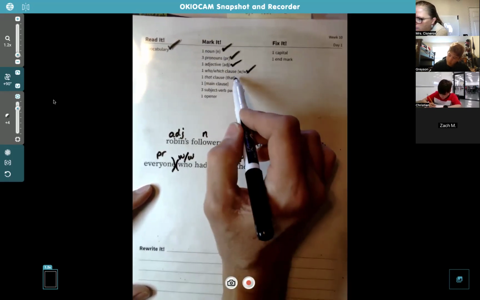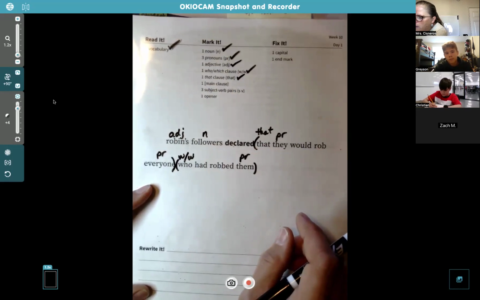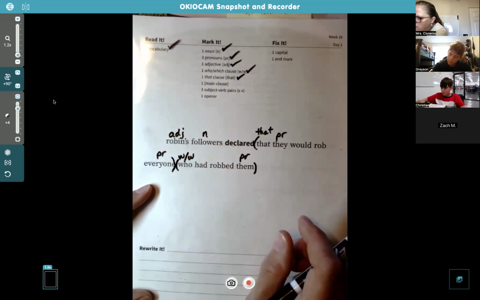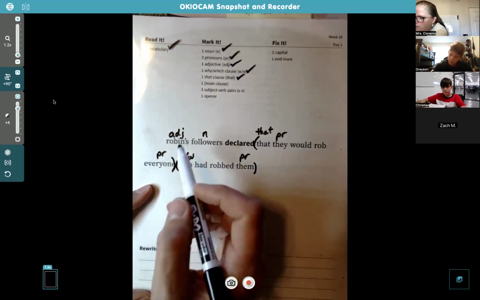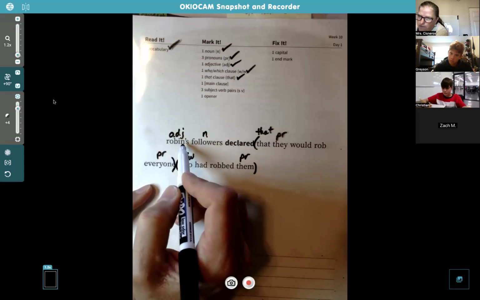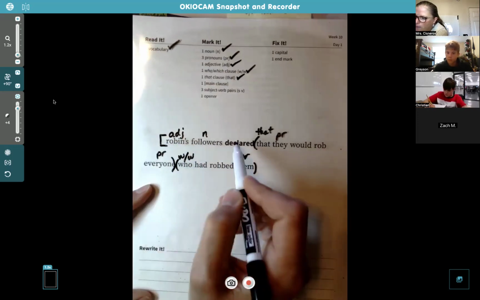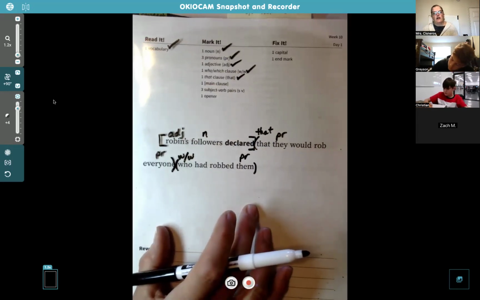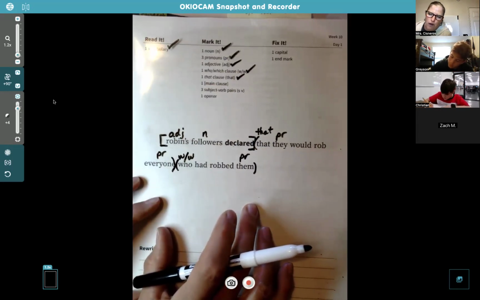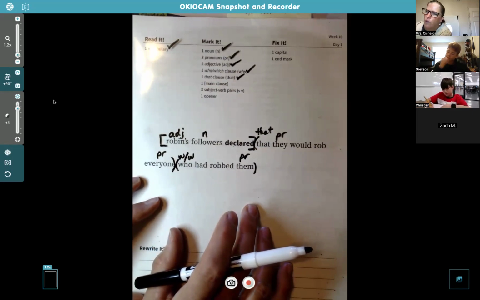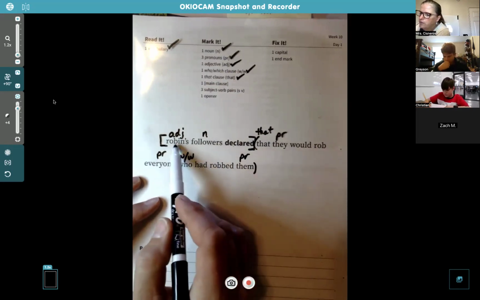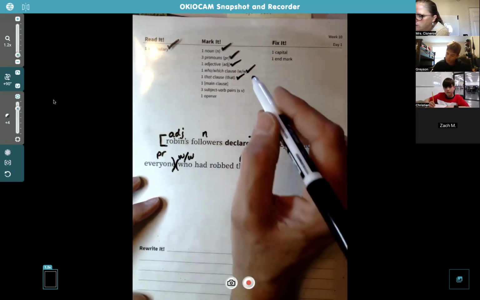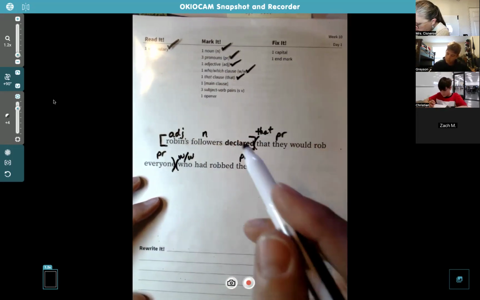And then, Christian, what about the main clause? Followers declared. Actually, in this one, it's going to include the adjective. So Robin's followers declared. That is the main clause. Okay. I know earlier in the practice, it didn't include the ly adverb opener, but this one we do need Robin's followers. Okay.